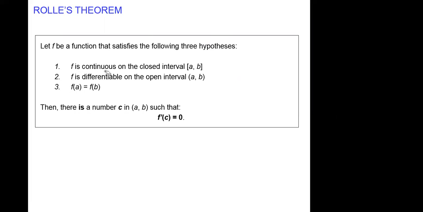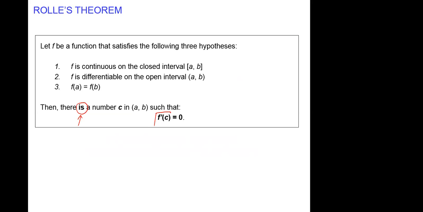If we're satisfying these conditions, there exists a number c in that interval such that the derivative at c is 0. Okay, probably simple, but as I said, quite powerful information. That's what this is telling me.